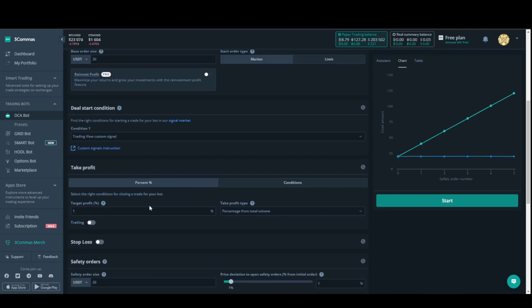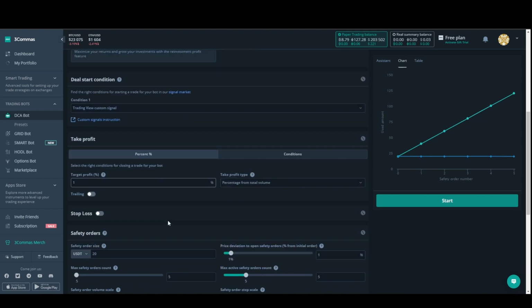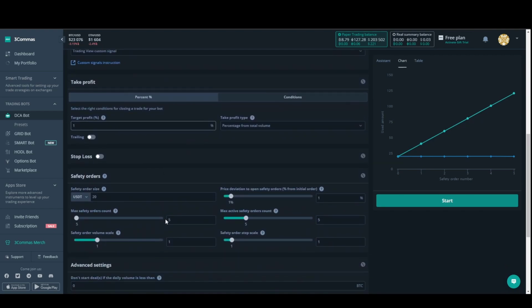So we're going to leave this as 1% take profit, and these are safety orders. We probably won't be doing this. This is like DCAing, so if the price dips below and keeps dipping below, then it's buying in again and again.